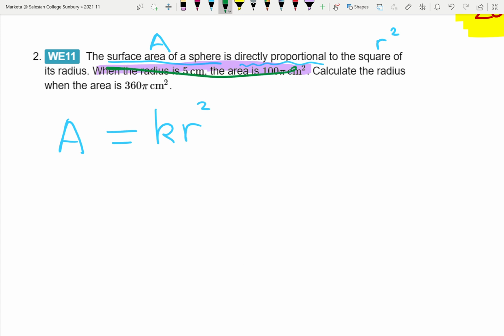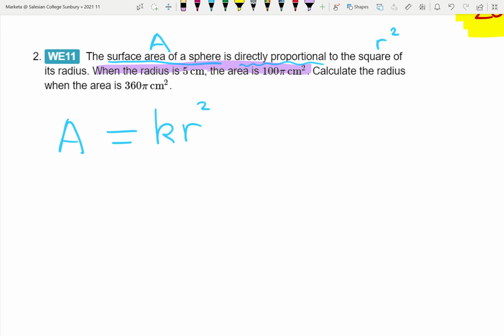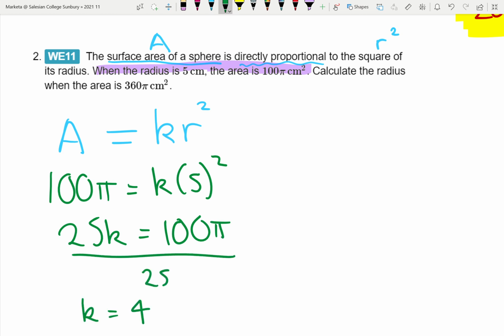So if we don't have that, just pretend that wasn't there. If we had to calculate the radius, well, we would have 360 pi equals k r squared. There's too many variables. We can't calculate the radius without having the k as a variable there. So we do want this part here, and this is going to mean we can solve for k. So when the radius is 5 centimetres, the area is 100 pi. So that gives us 25k equals 100 pi. And then, of course, we'll just divide by 25. k is going to equal 4 pi.